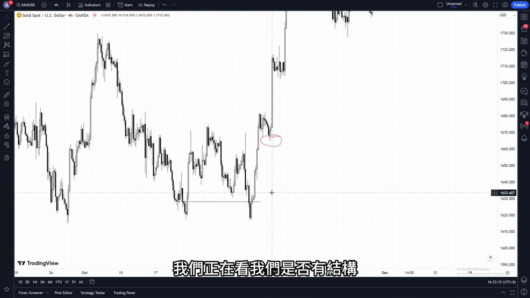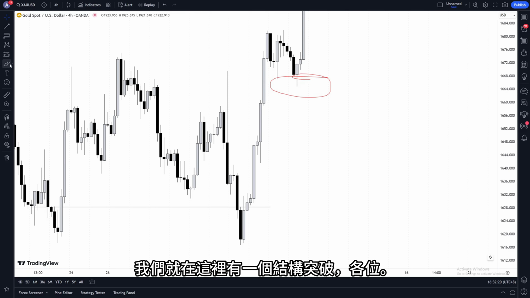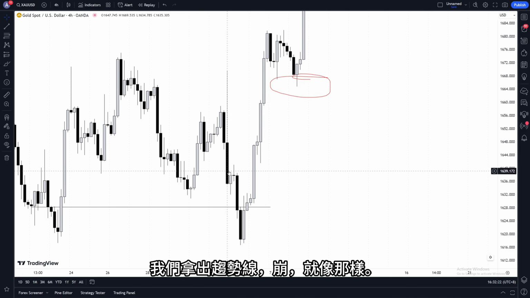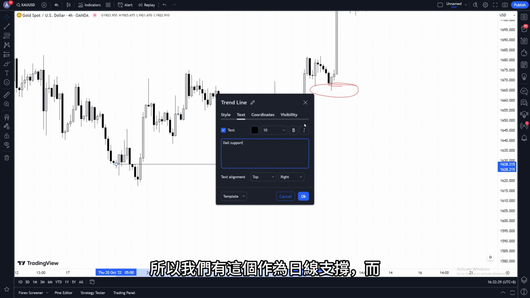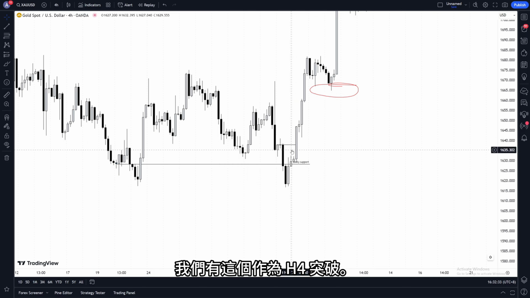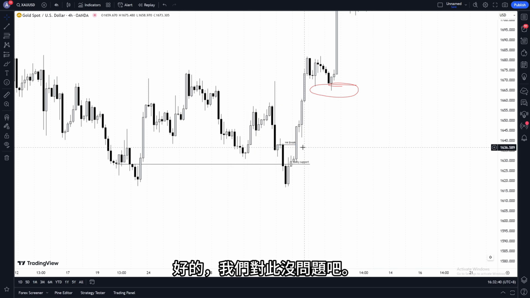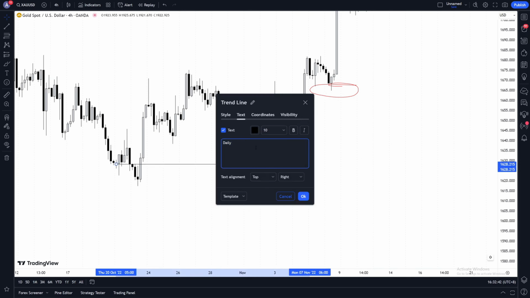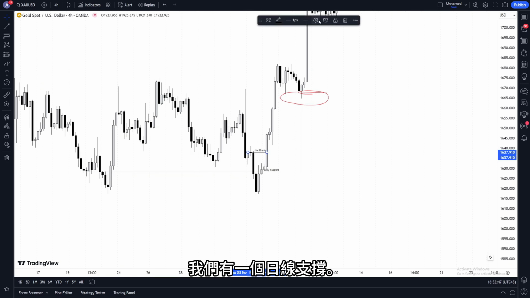We're taking a look at whether we had a break of structure, and what do you know? We have ourselves a break of structure right here, guys. We get the trend line out, boom, just like that. So we had ourselves this as the daily support, and then we have this right here as the H4 break. So we have ourselves a H4 break, we have ourselves a daily support.